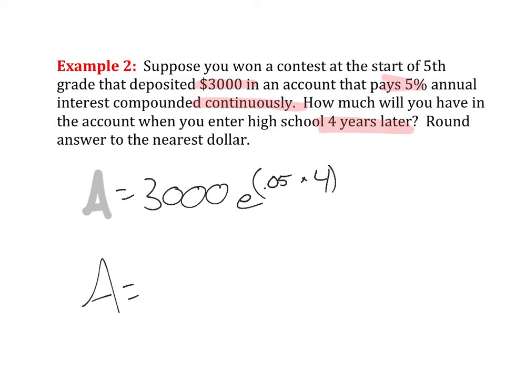Straight into your calculator this goes. So we have 3,000 times, make sure you hit second and then ln, to the exponent of 0.05 times 4. And if my calculations are correct, getting $3,664.21.